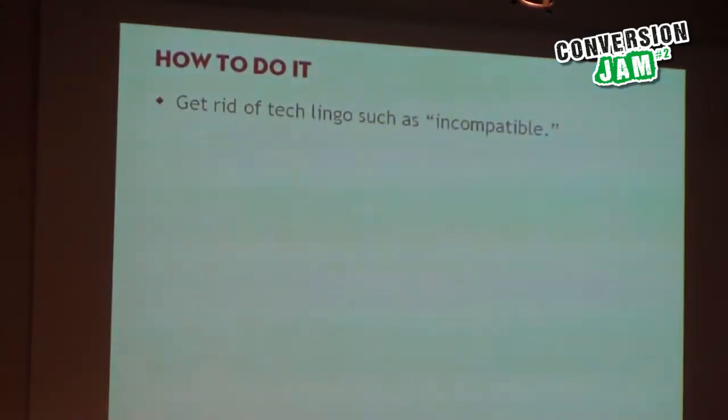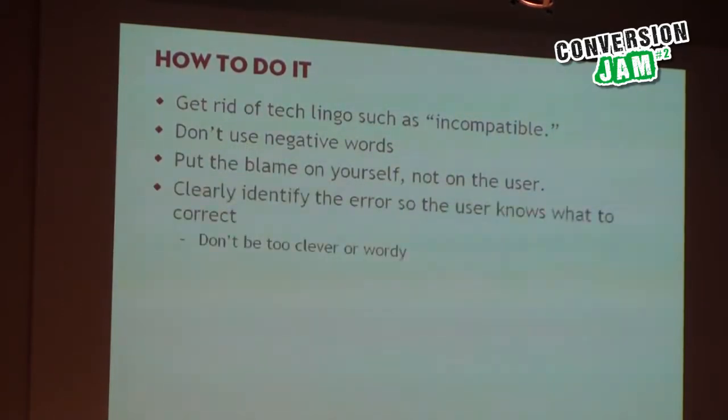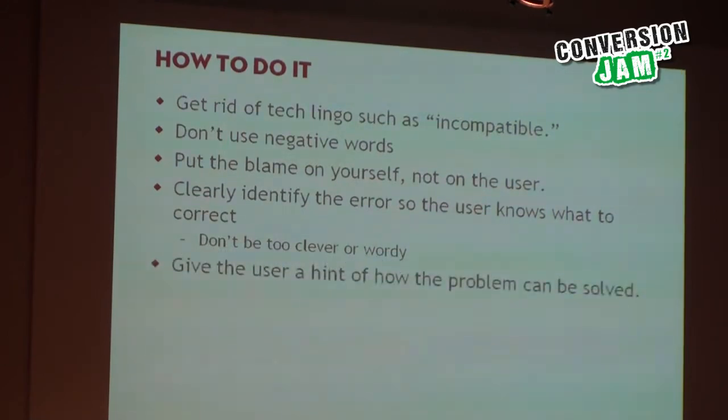So, yeah, get rid of tech lingo, don't use negative words, put the blame on yourself, not on the user, and clearly identify the error so the user knows what to correct. Don't be too clever on wording. The best thing is to do what Craig did. He just takes away all the error messages. He just tries to figure out what the user really wants to do and just does it. But if you have to deliver error messages, this is how we can do it.